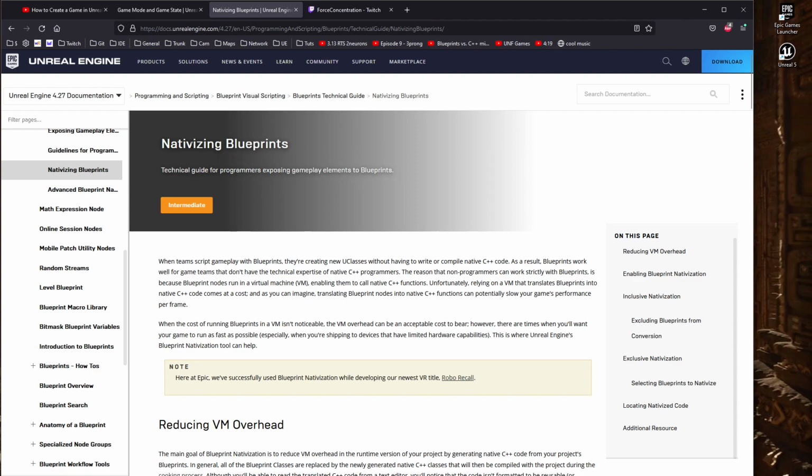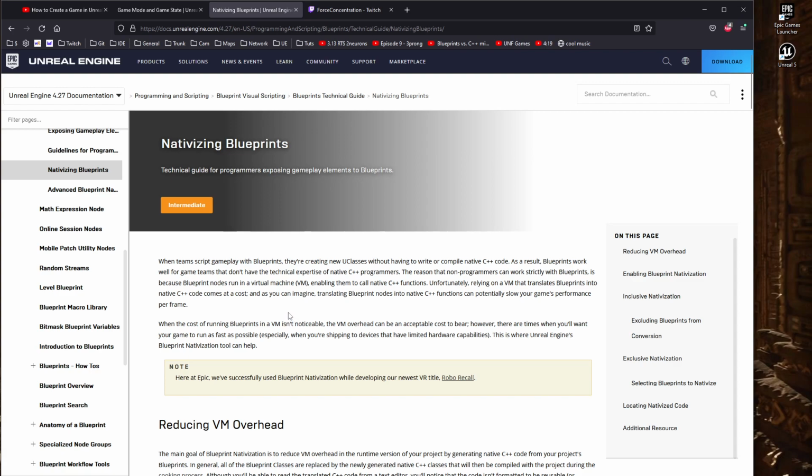For example, you can search for nativizing blueprints. It describes a bit how blueprints work, because obviously they have a C++ backend. When you are working on your game, you have the possibility to cook the blueprints, like you cook some lights. This is called nativizing blueprints. That means the blueprints are directly translated into C++ code, and technically I guess it's more efficient down the line.